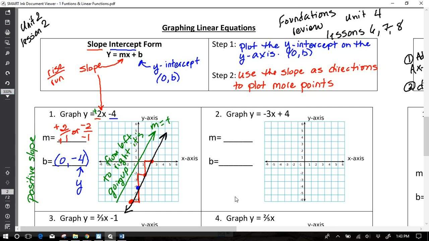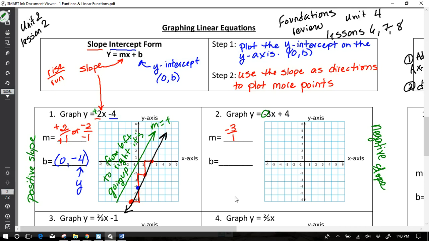Very good. Let's try number 2 together. So my very first step is to identify what is my slope. In this case, it is a -3. I'm going to make that into a fraction, so I'm going to put it over 1. Now I can very easily see here that my slope is negative. So this is a negative slope.